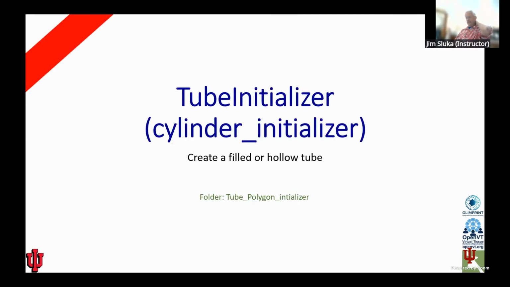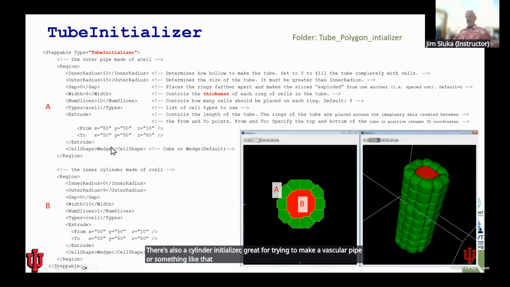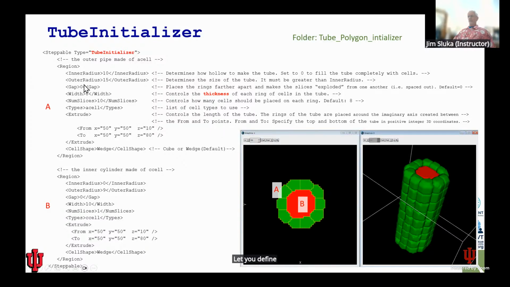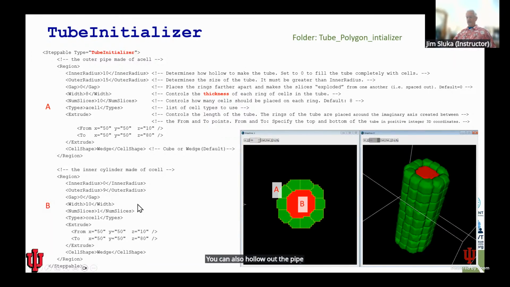There's also a cylinder initializer, great if you're trying to make a vascular pipe or something like that. Here we're defining two regions. The first region is the green pipe. And then inside the green pipe, we make the red cells, the B cells, which hollows out the pipe in type B. You could also hollow out the pipe by filling this region with medium instead of another cell type.